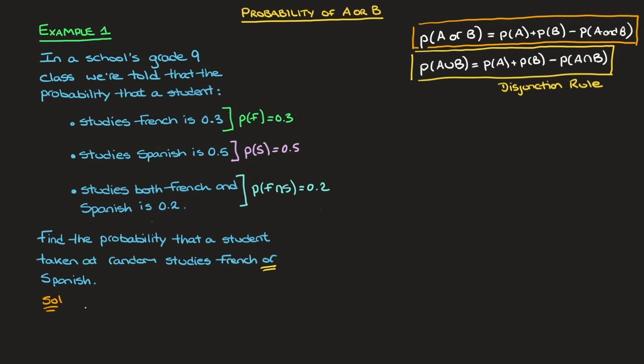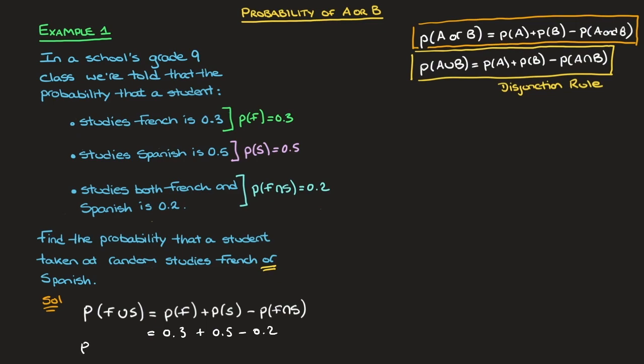Now, using these three probabilities as well as the disjunction rule, we can go ahead and state that the probability that a student studies French or Spanish is equal to the probability of French plus the probability of Spanish minus the probability of French and Spanish. Now, replacing each of these three probabilities by the values we've just listed here, this becomes 0.3 plus 0.5 minus 0.2.